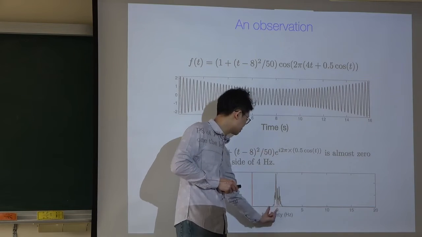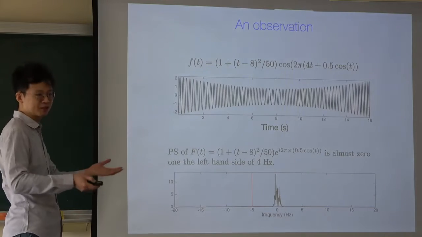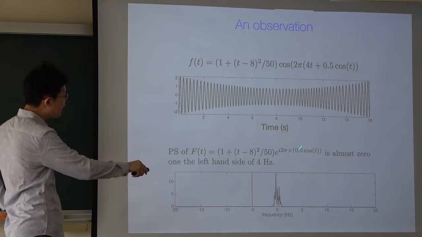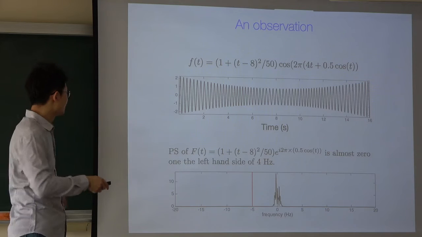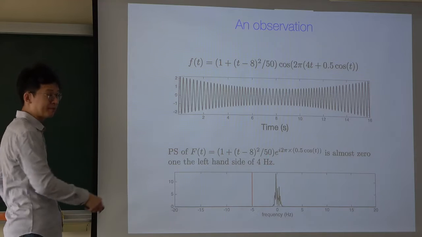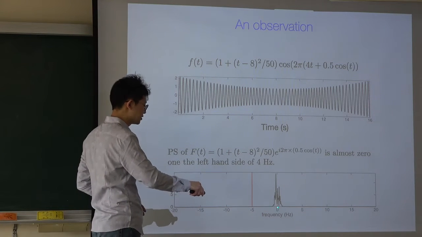Its power spectrum is supported near 0, which is not super surprising, because this guy has frequency roughly around 0, and this guy is a very, very low frequency component. So the multiplication in the frequency domain, the convolution, is also low frequency.